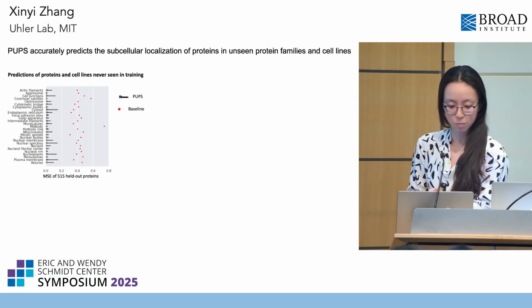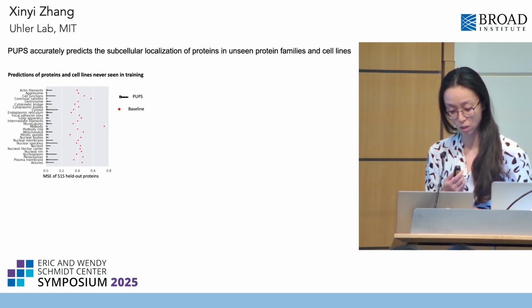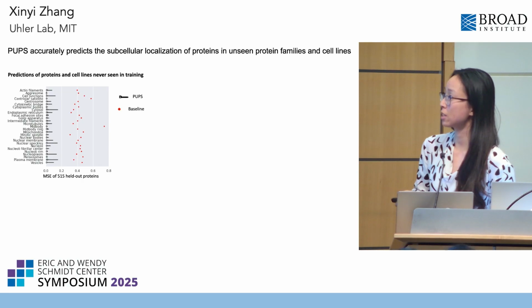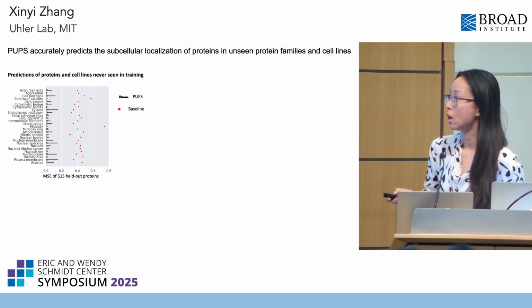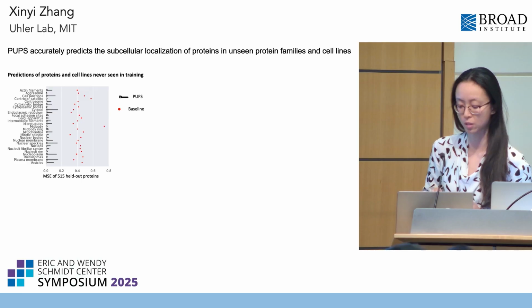We tested this model across many unseen proteins and unseen cell lines that we did not use in the training of our model, and we can quantify the prediction errors across different proteins. If we categorize these prediction errors across proteins in different cellular compartments, we can see that our prediction is quite accurate and performs equally well across different compartments.